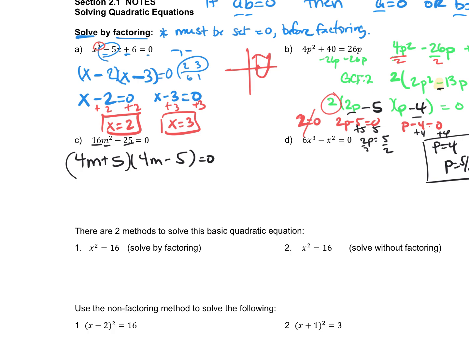Again, solve for m this time, by setting these two equal to 0. Subtract 5. 4m equals negative 5. Divide by 4. m equals negative 5/4. This one over here will be m equals 5/4.